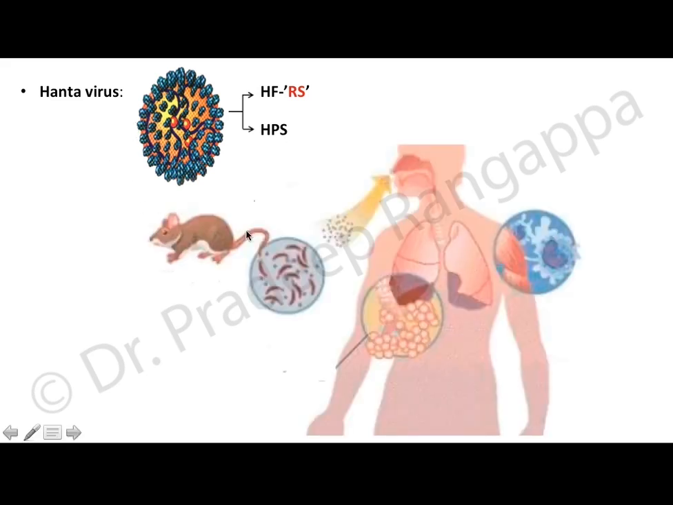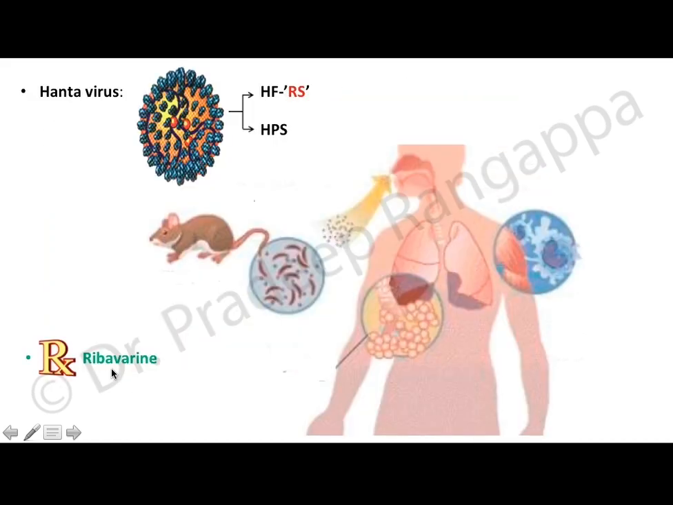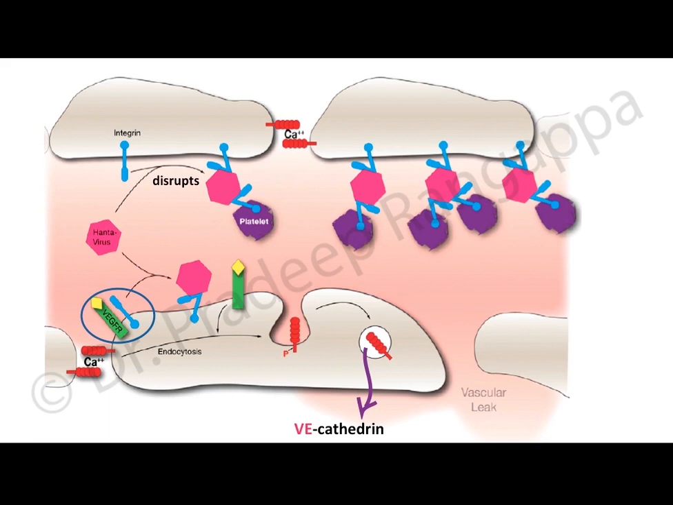The mode of transmission is through inhalation of infected rat feces. It can present with pneumonia, effusion, pulmonary hemorrhage, or severe rhabdomyolysis, severe muscle aches. But the good thing is there is a treatment for hantavirus, which is ribavirin. Okay, so let us understand how hantavirus produces all this pathology.